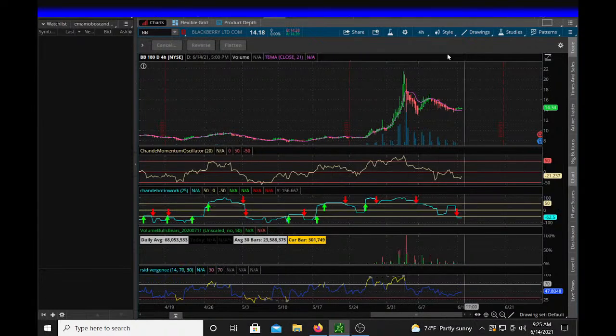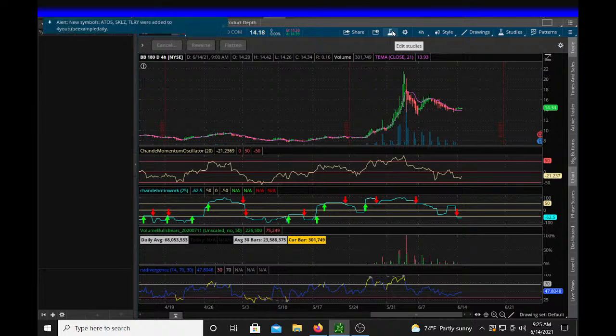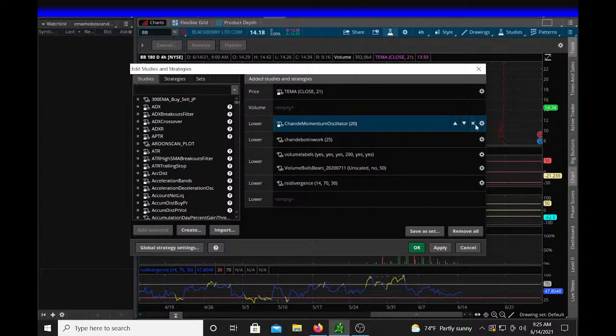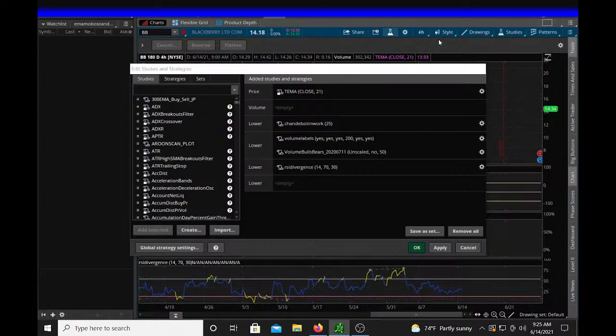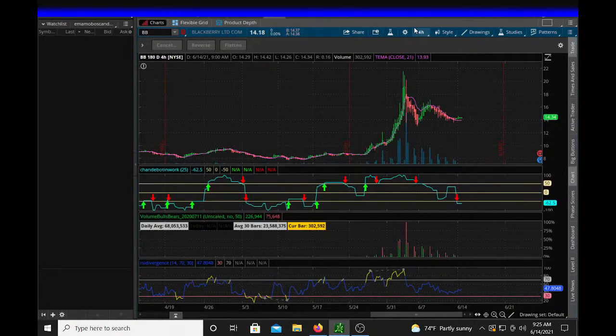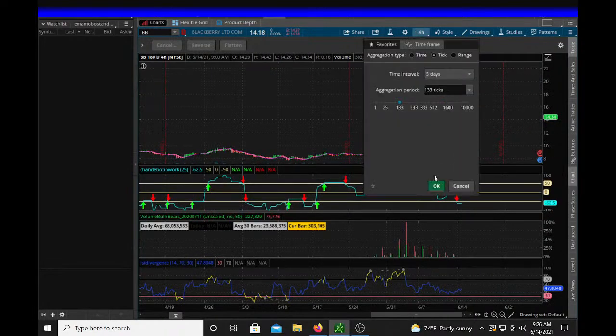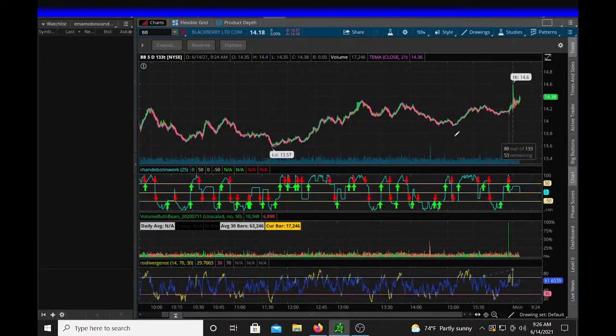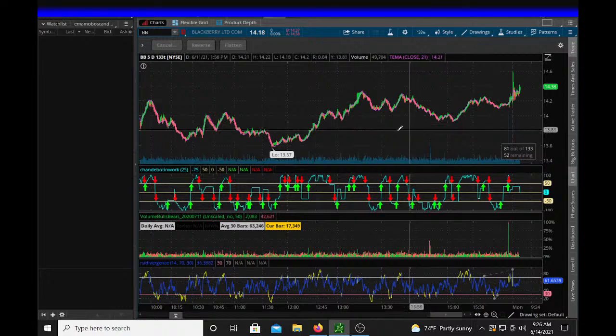We can try to smooth them out a little bit more. All right, so let's get rid of our Chande momentum oscillator here. Hit OK. And I'm curious, I may even consider trading with these ticks and see how they work.